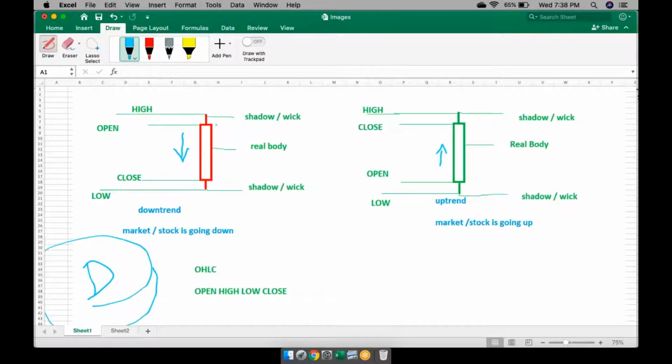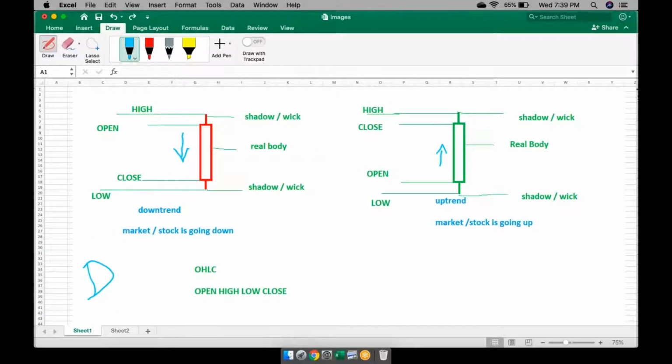So this is called the real body, lower tail or lower wick, upper tail or upper wick. Same like that, green real body, upper tail or upper wick, lower tail, lower shadow or lower wick. So the body remains the same, both are common for red and green, and the upper wick is the same and the lower wick is the same. So there are no big changes.